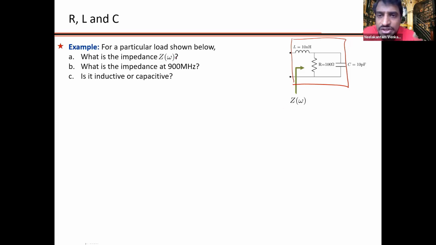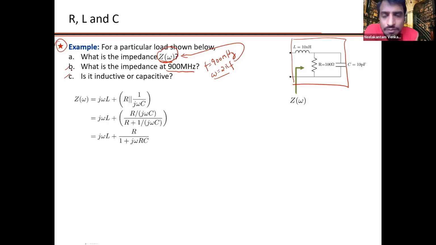So the first part of the question is, what is Z of omega? They don't say anything about finding the value. They say, what is Z of omega? Then part B is, find it at 900 megahertz. That means the frequency is given as 900 megahertz. Then omega is 2 pi f. So once you find this out, you substitute omega equal to 2 pi f in here, you will be able to get part B. And then the final part is, is it inductive or capacitive?